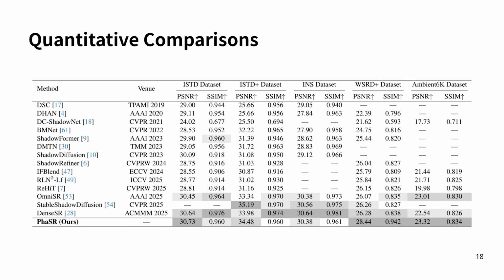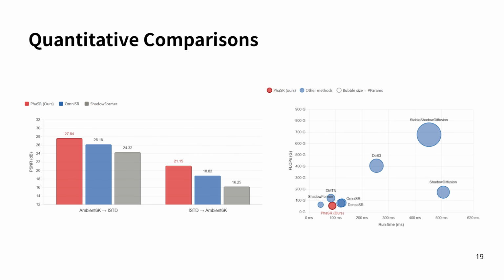Experimentally, PhaSR achieves state-of-the-art performance on WSRD Plus and Ambient 6K, the most challenging benchmarks. On Ambient 6K, which features complex multi-source ambient lighting, PhaSR outperforms both dedicated ambient light normalization and shadow removal methods. Furthermore, PhaSR demonstrates the best cross-dataset generalization in both directions, confirming its robustness across diverse lighting conditions. Notably, all of this is achieved with the lowest FLOPs among all compared methods, demonstrating that physically aligned design enhances both accuracy and efficiency.